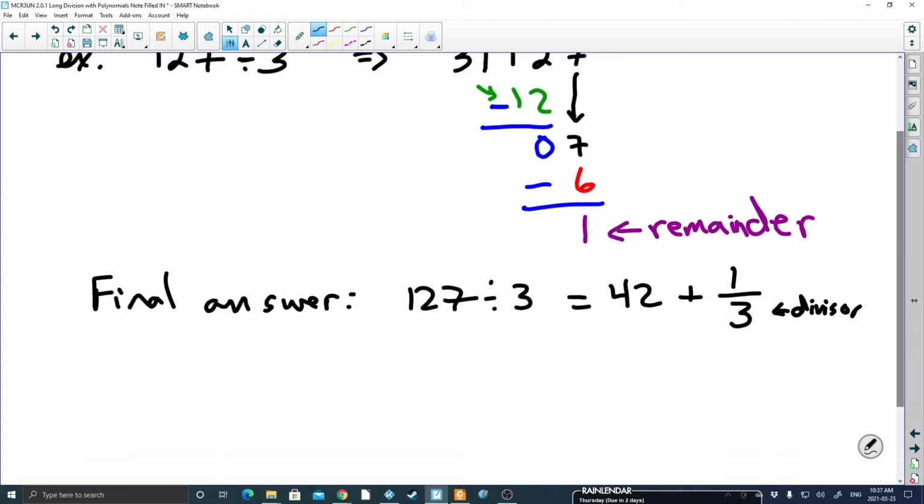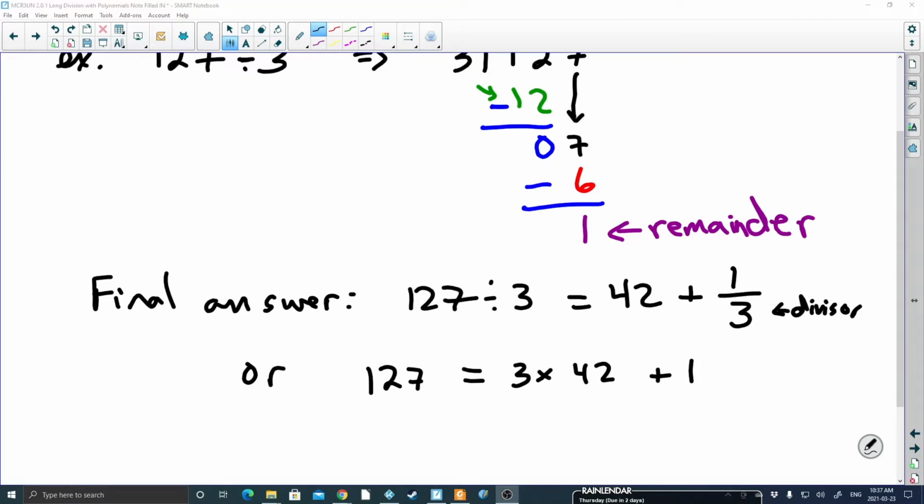Okay, so you always have to include the divisor in the remainder. Now, another way of writing this is we could say that 127 is equal to 3 times 42 plus the remainder of 1. So both ways are acceptable. Usually the second way is a little bit more intuitive, but that is the way you would write the answer there.